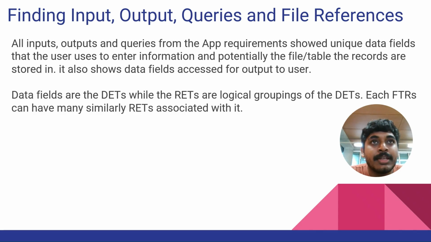For example, the user account will have multiple DETs under it, such as username, password, email, etc. And these are all grouped together as a RET, which is the logical clustering that defines it as user accounts. FTRs are basically the files that need to be accessed, and each file will have various DETs, basically independent data fields that are stored in that table or file.